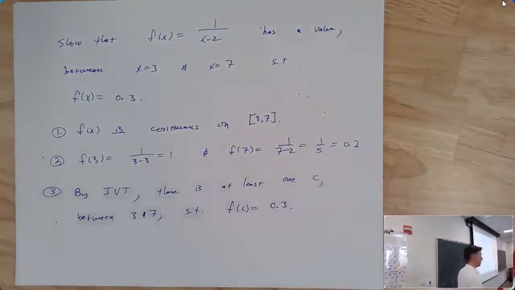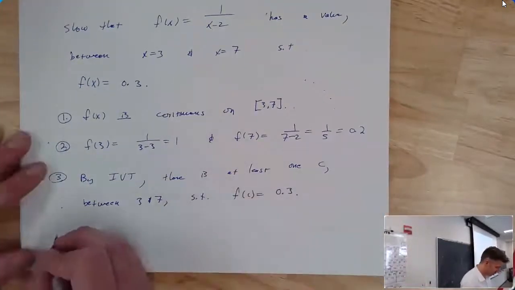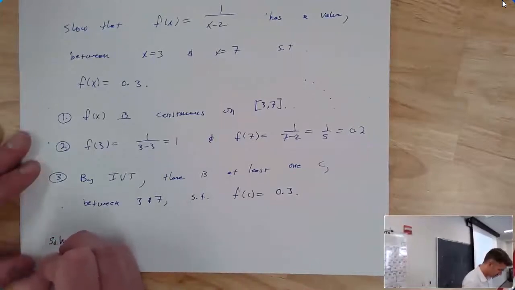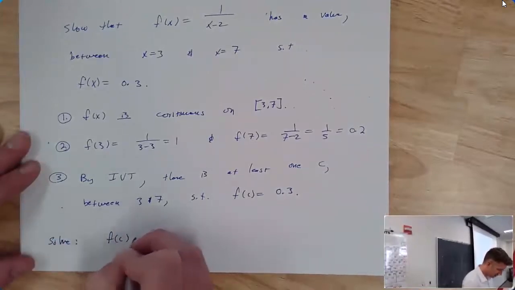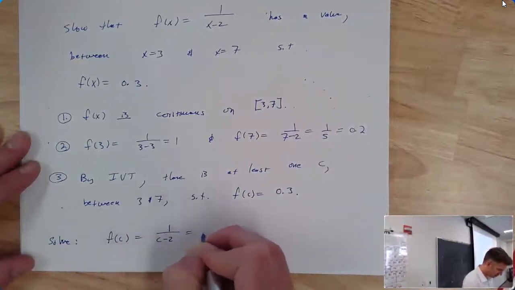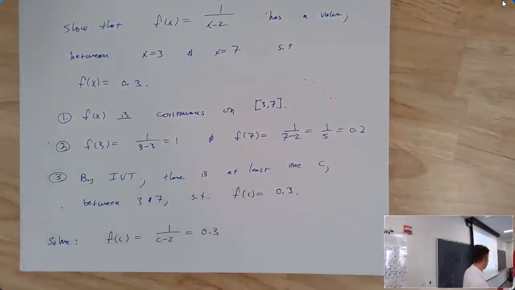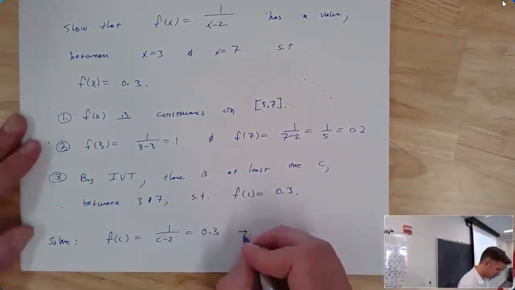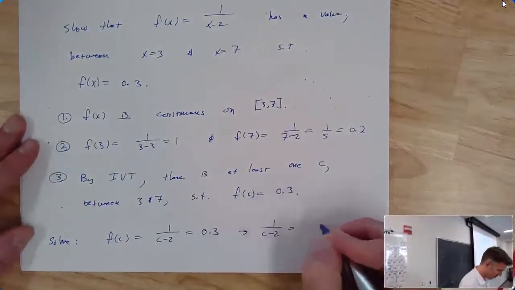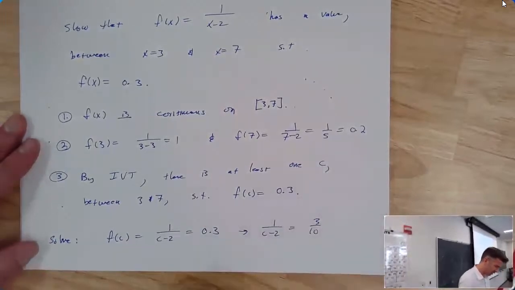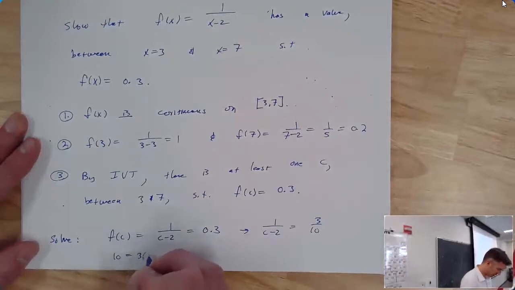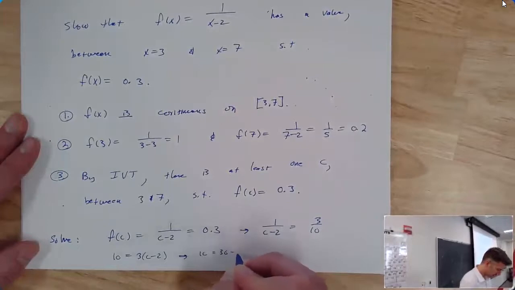Now, in this particular example, and actually in a fair number of examples, you can often find what that value of C is. Here we totally can. So if we actually just solve f of C equal to 1 over C minus 2 equal to 0.3, we can figure out what C is without too much effort. I would probably choose to write this as a fraction. So I have 1 over C minus 2 equal to 3/10. And cross multiply, 10 equal to 3 times C minus 2. 10 equals 3C minus 6.